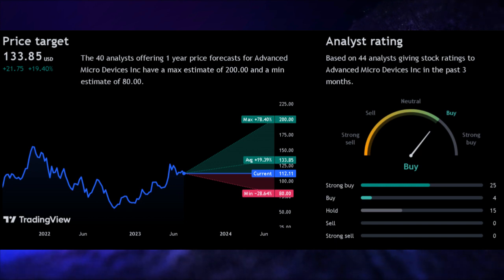According to the data provided by 40 analysts, the 12-month price forecasts for AMD are quite promising. The median target stands at 139, with a high estimate of 200 and a low estimate of 80. This means that the median estimate represents a remarkable plus 23.65% increase from the last price of 112.41. This optimistic projection has certainly captured the attention of investors and traders alike.